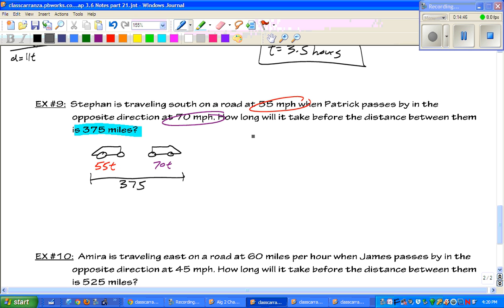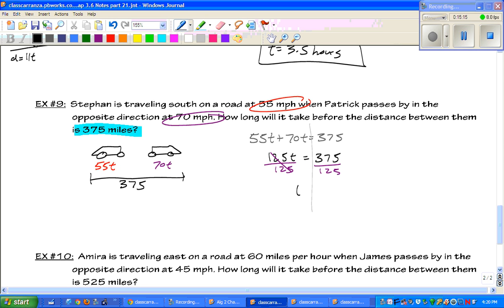So we're going to do the exact same thing. 55t plus 70t equals 375. Okay, if you need to draw the line down the middle to see the two sides, you can do that. Add the two up, you get 125t equals 375. Okay, divide by 125, divide by 125.